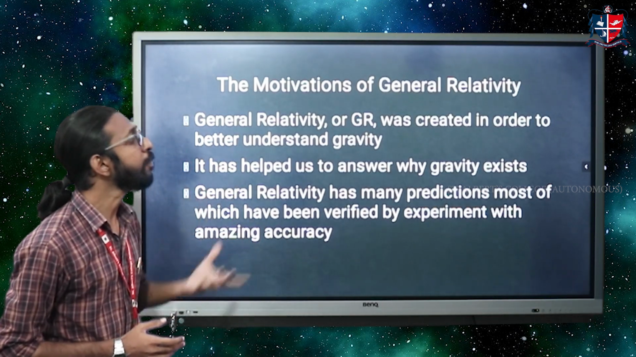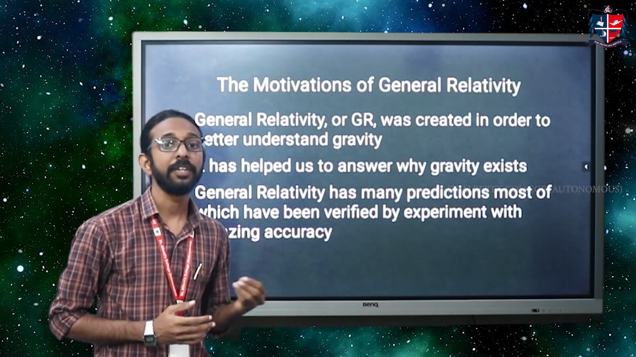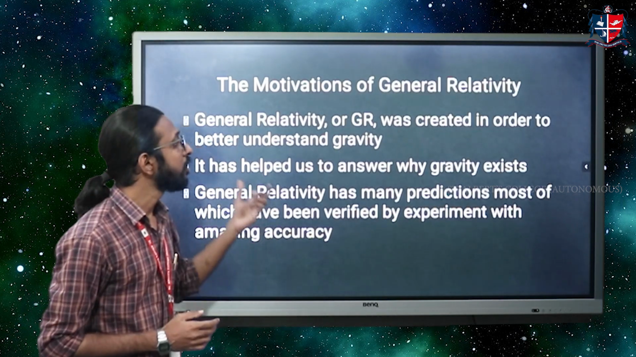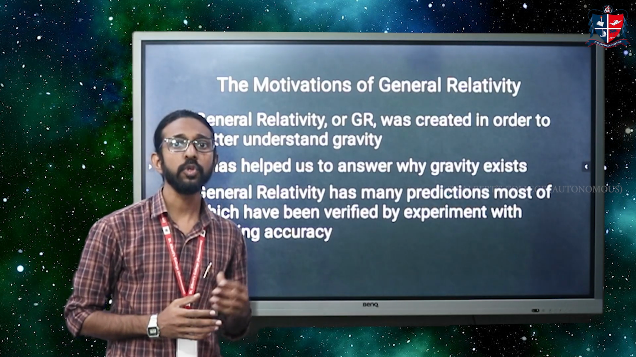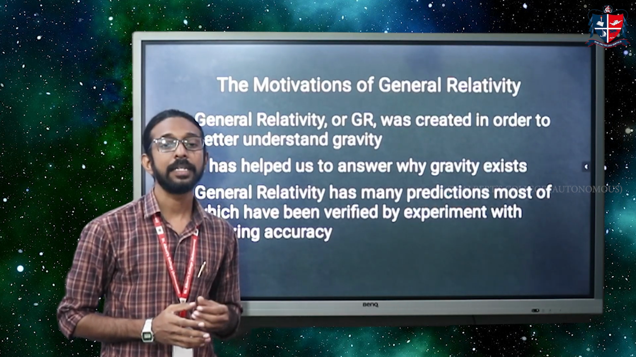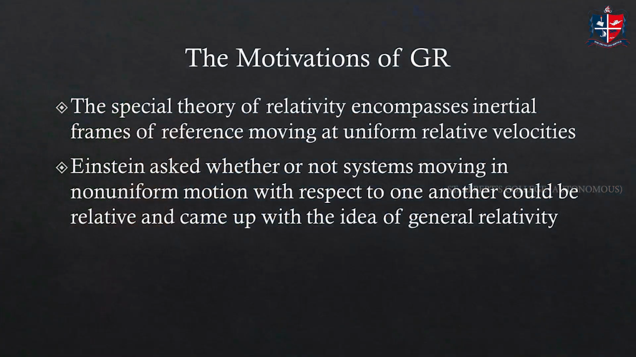So it helped us, the general theory of relativity, in other words, to identify what gravity is and why gravity exists. And the general theory of relativity has a lot of predictions which are very profound, and those predictions have been identified by Albert Einstein, and they are proved with a lot of experiments, right?